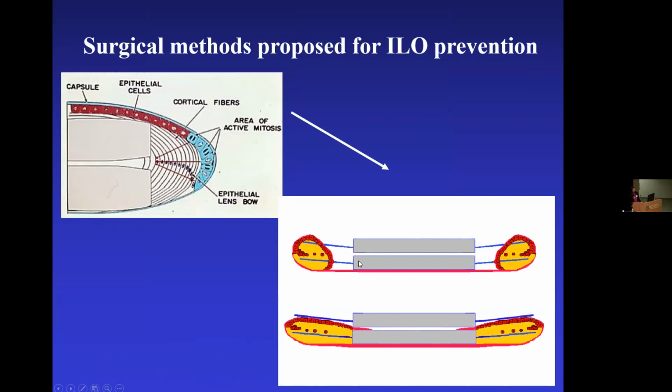So you still can put both lenses in the bag, but you can do a large capsulorhexis, and hopefully the anterior capsule is going to attach to the posterior capsule and the equatorial region of the bag is going to be sequestered. Or what is more popular, you put one lens in the bag via smaller rexes and one in the sulcus. And you can see here that in this scenario, the equatorial region is also sequestered.